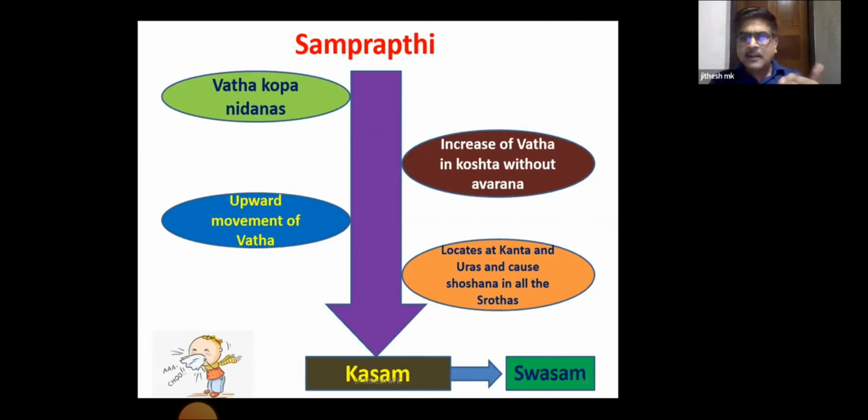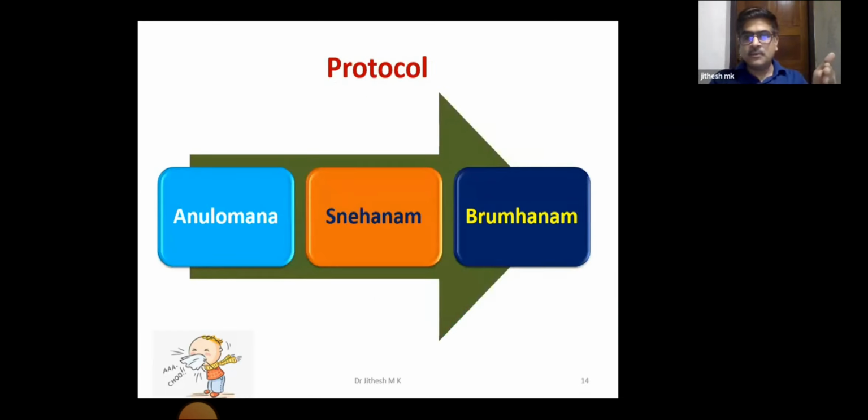Here, without Avarana, because of the highly increased Apana Vata or Udana Vata, it moves upwards and locates here without any obstruction, and that causes excessive dryness in the chest as well as the larynx, the entire respiratory tract, producing Kasa, and from this Kasa it goes to Shwasa. Now, when we come to the treatment line, the treatment is Rukshasya Anilajam Kasam Adau Snehair Upachareth.